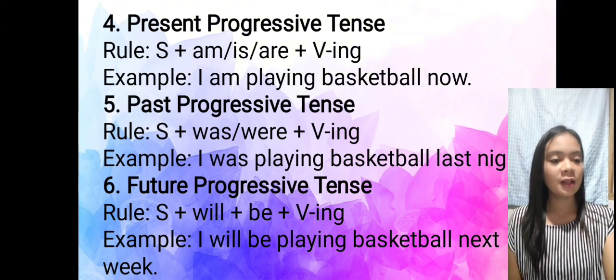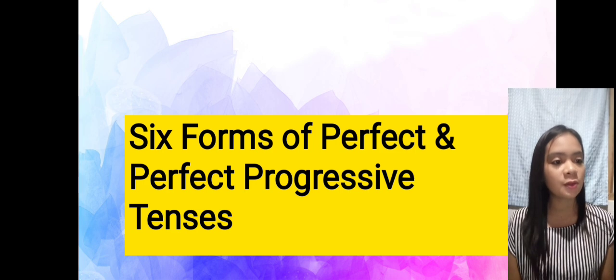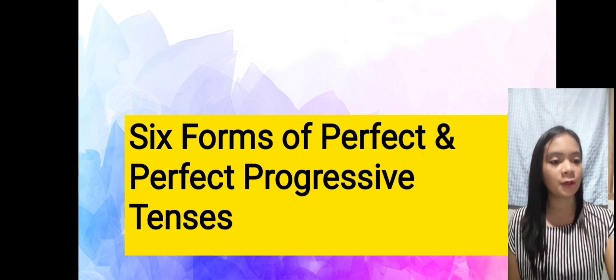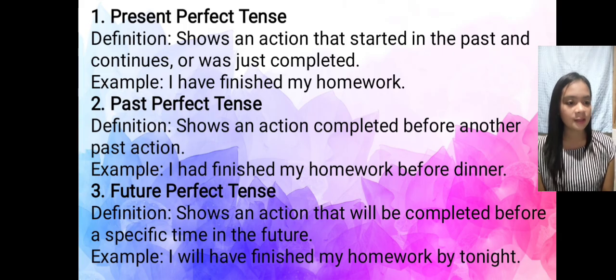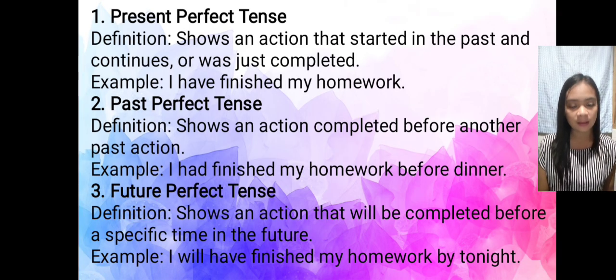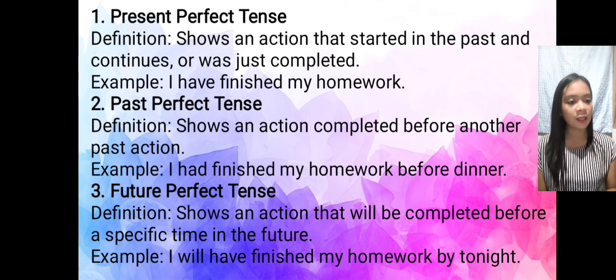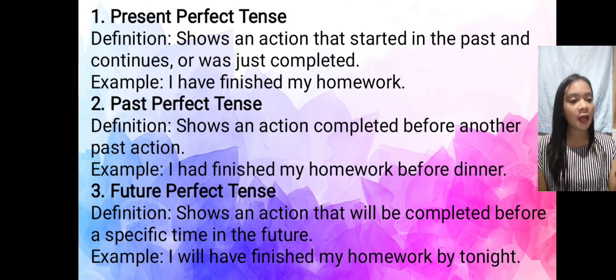Okay, let's move on to the 6 forms of perfect and perfect progressive tenses. First, present perfect tense. It shows an action that started in the past and continues or was just completed. Example: I have finished my homework. Subject plus have plus verb plus ed.